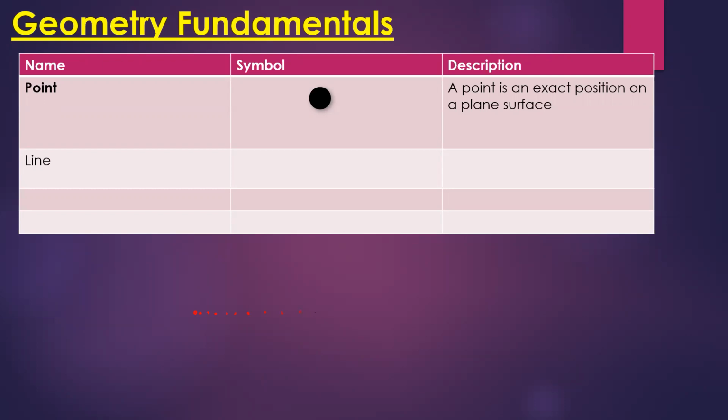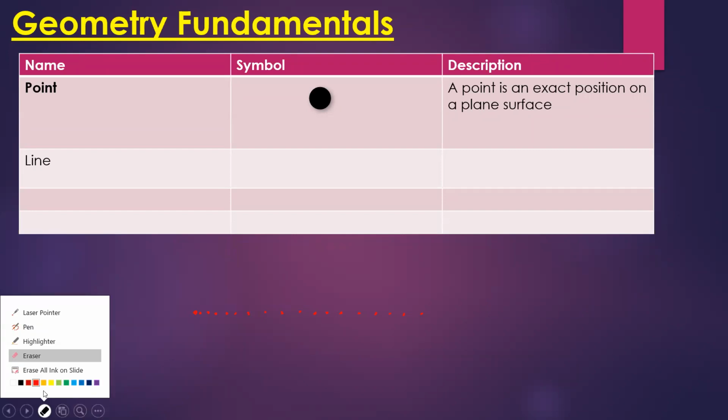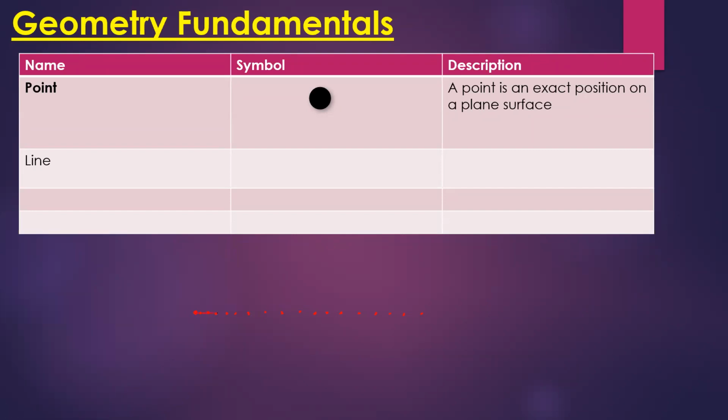What do we call that? Anyone know? If you have a set of points, an infinite number of points that go on a straight path and they never stop in opposite directions, what do we call that? A line. That's correct. So a line is a set of points, a collection of points on a straight path that extends in both directions forever and ever, okay?